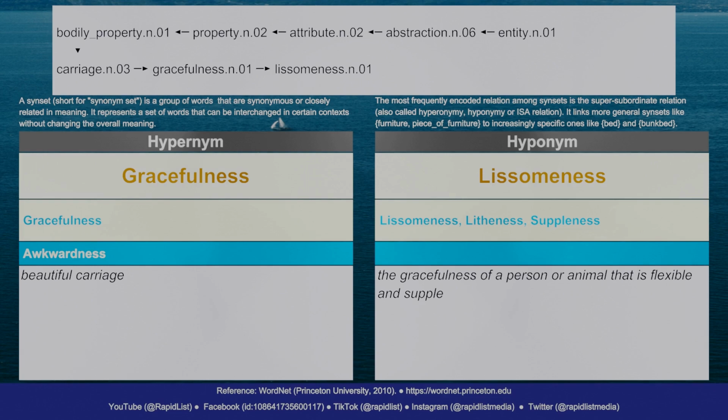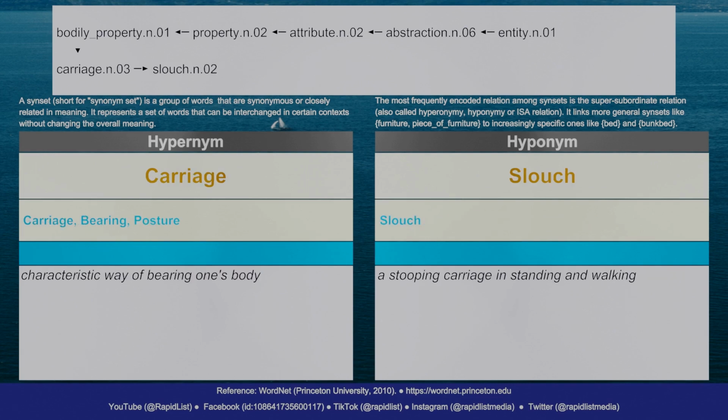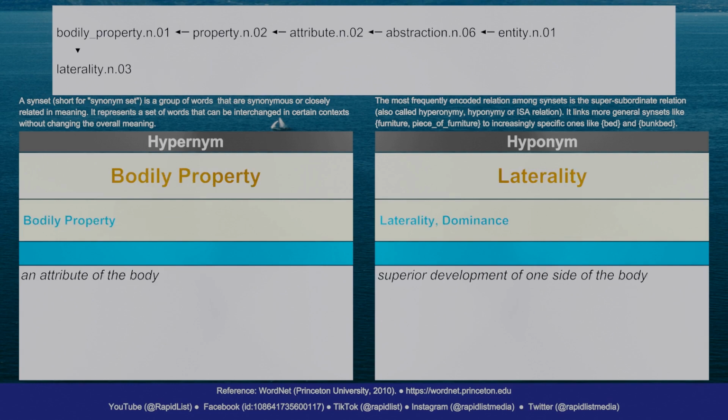Lissomeness. The gracefulness of a person or animal that is flexible and supple. Slouch. A stooping carriage in standing and walking. Walk. Manner of walking. He had a funny walk. Laterality. Superior development of one side of the body.